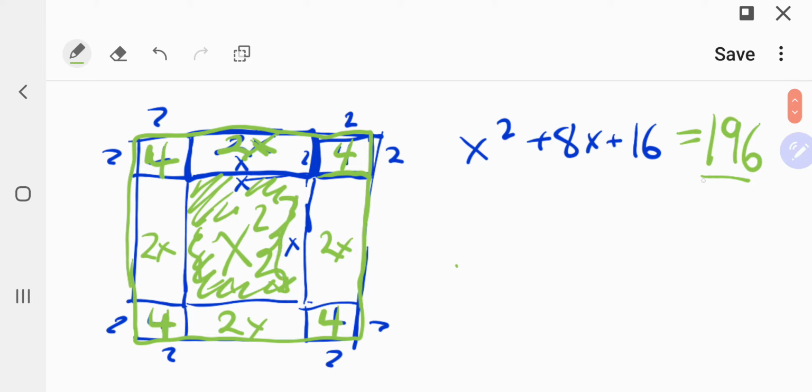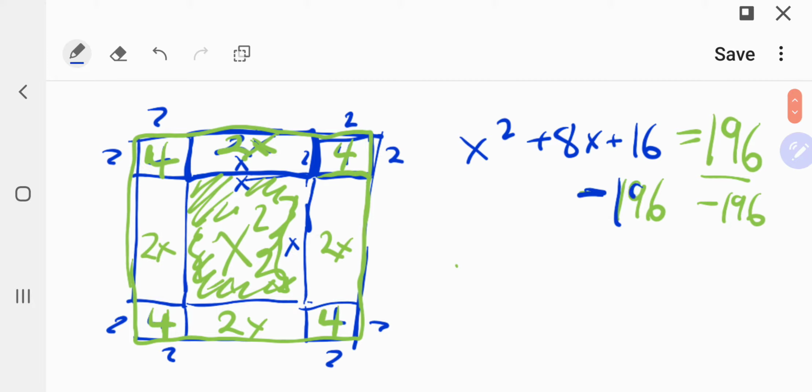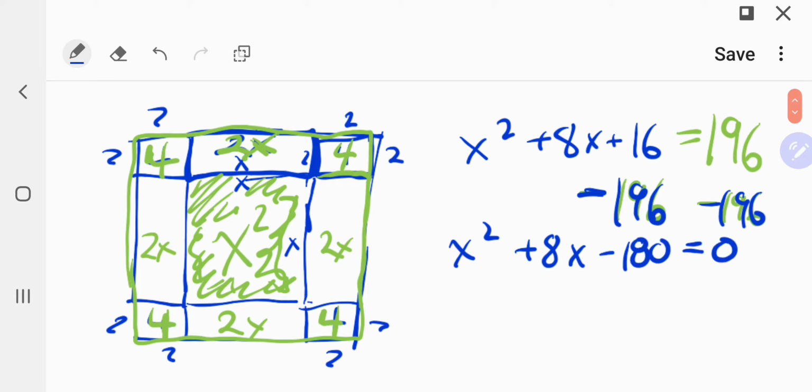Let's try to solve for x. Now we're going to need new tools. We're going to subtract 196 here. I'm going to switch to blue. Minus 196, minus 196. That line's just under. Okay, there we go. That equals x squared plus 8x minus 180 equals 0. Okay, we got something equal to 0.